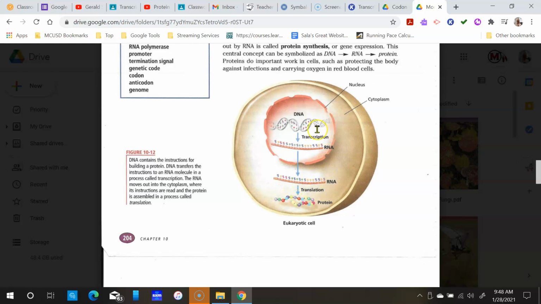Again, the central dogma going from DNA to RNA to proteins. So again, we talked about DNA is such a large molecule. It's locked up in the nucleus. And then how do we get that message? How do we get those genes, the instructions from the genes out to the ribosomes to build a protein?